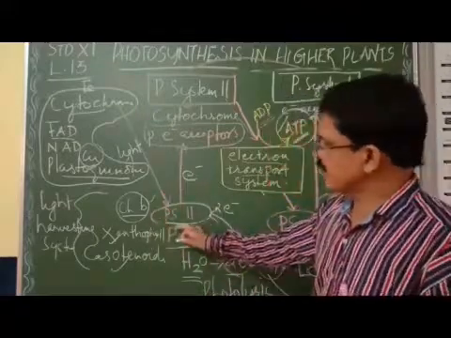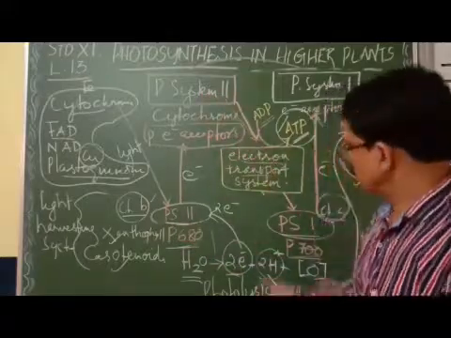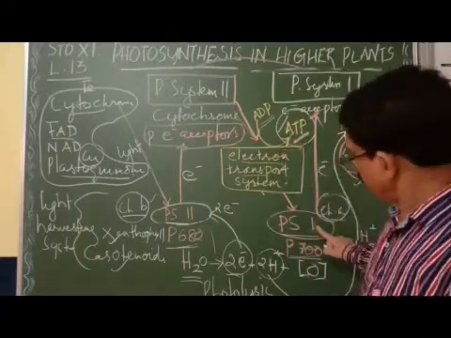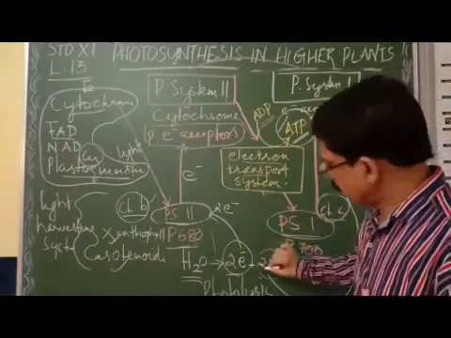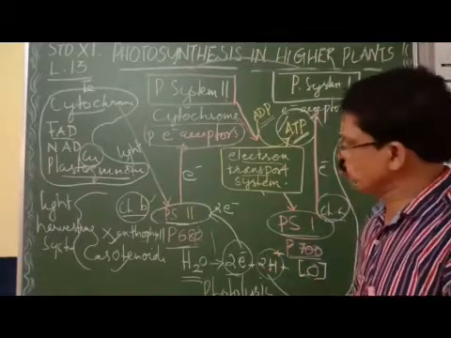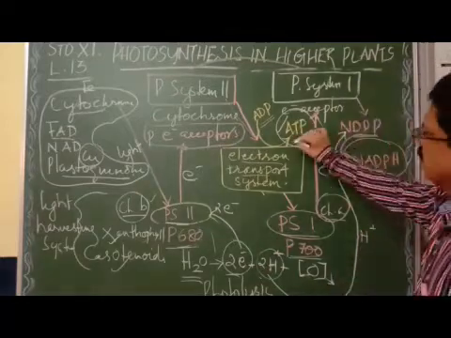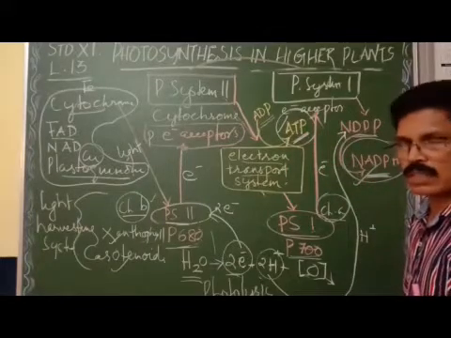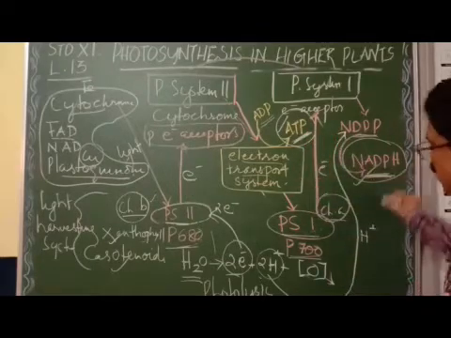The first to get excited, electrons are emitted, pass through the electron transport system, and come to pigment system 1. ATP is produced here. From pigment system 1, electrons go to NADPH. By getting hydrogen atoms from the splitting of water, NADP is reduced to NADPH. In this way, the final products are oxygen plus ATP and NADPH. So what are the end products of the light reaction? The energy rich molecule ATP and NADPH plus oxygen.